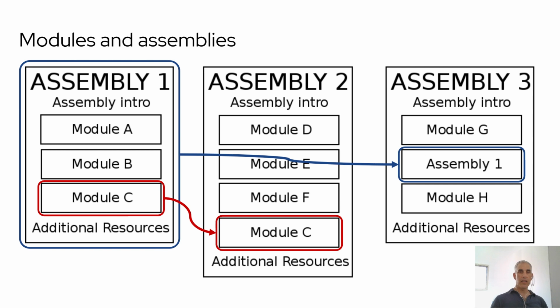So we've got 3 different assemblies with similar constructions. And you can see that module C, which is circled in red, is being shared between assembly 1 and assembly 2. You can also see that assembly 1 is nested within assembly 3. So assembly 3 includes module G, followed by everything that we saw in assembly 1, followed by module H, and then some additional resources.